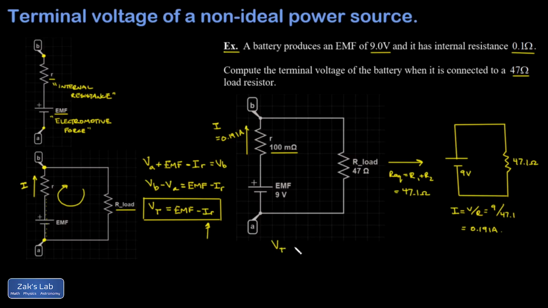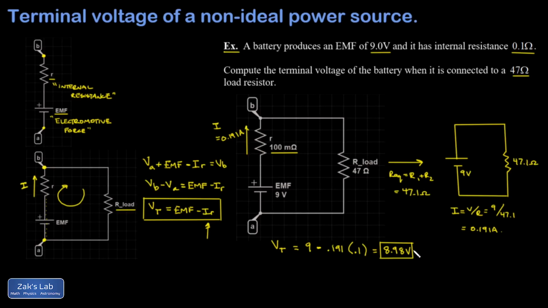So my terminal voltage is going to be the ideal voltage of 9 volts minus the voltage drop due to the current over the internal resistance, 0.191 amps times 0.1 ohms. Sometimes that's called an IR drop because we just took current times resistance to get it. And I get 8.98 volts out of this.